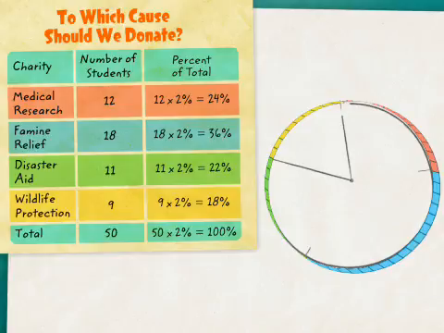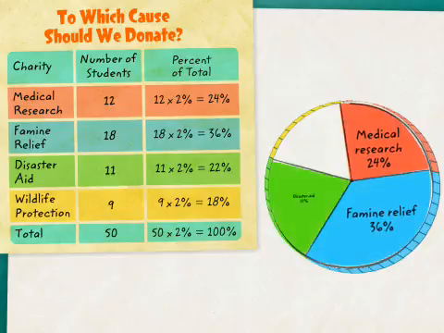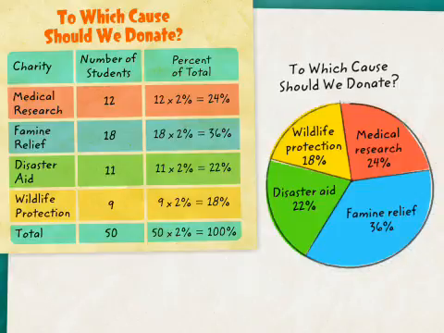He then joined the markings on the circle to the center point to create the sectors. He labeled each sector with its category and percent. Finally, he titled the graph, "To which cause should we donate?"